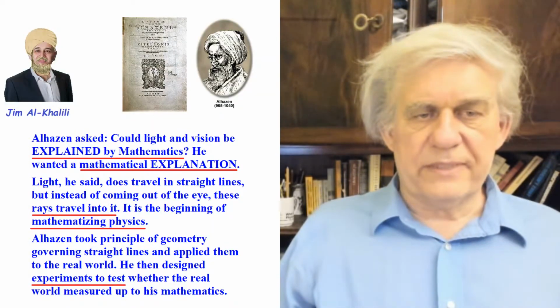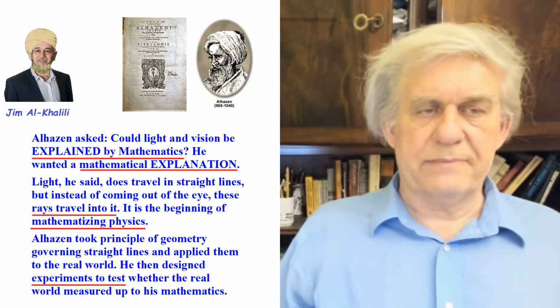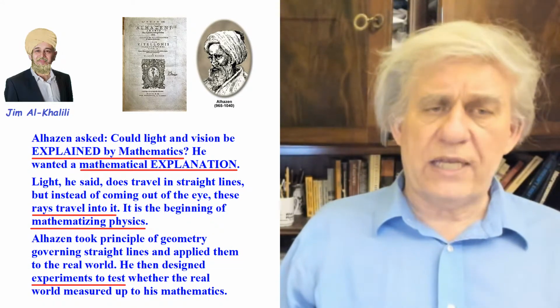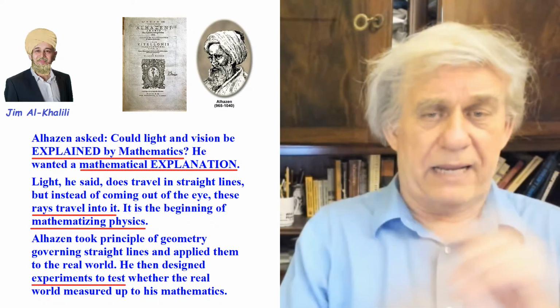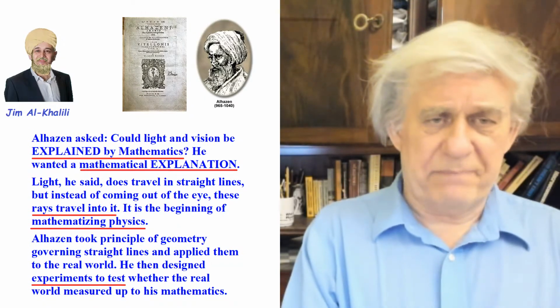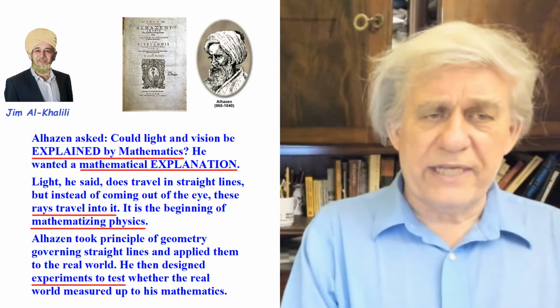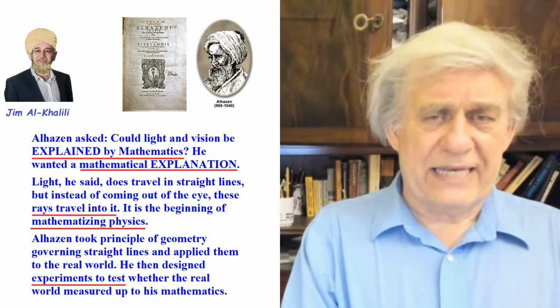And this is it. Here we see it. This is what he said. This is what Alhazen discovered. Alhazen asked, could light and vision be explained by mathematics? How do you explain by mathematics? He wanted a mathematical explanation.